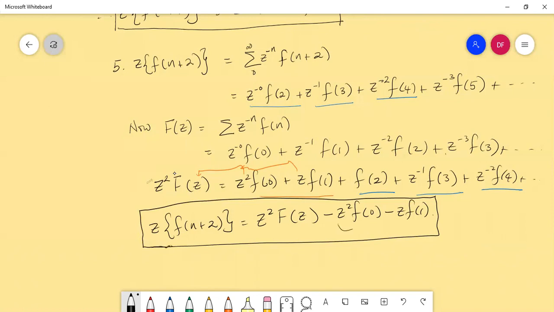And these two quantities that are here are called the initial conditions. Oh, sorry, there's one more that I need.